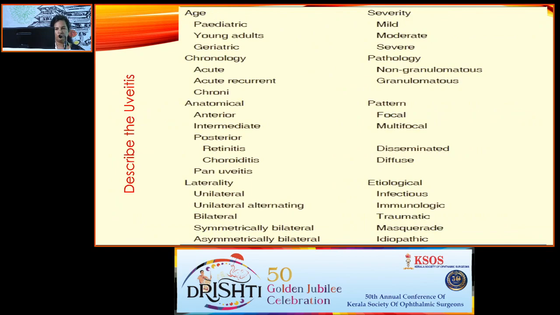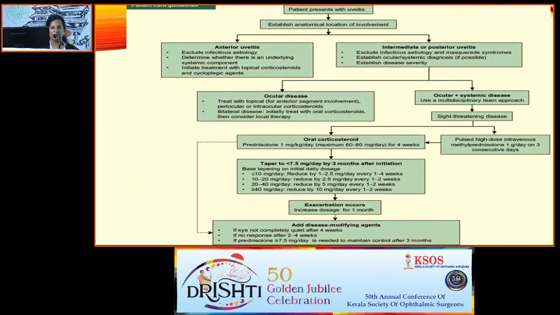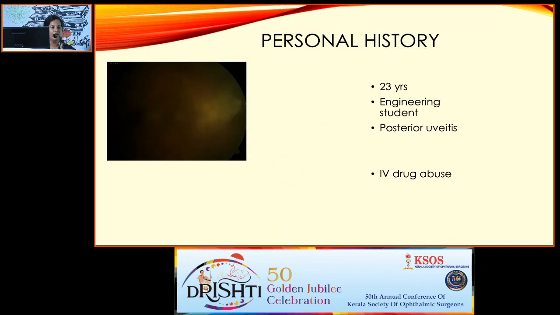How to describe the uveitis? In terms of age, chronicity, anatomic location, laterality, severity, depending upon the pathology, pattern of uveitis, and etiology. After reaching the etiologic diagnosis, treatment depends upon the anatomic location, whether it is anterior, intermediate or posterior, whether it is only ocular disease or if it is associated with any systemic illness, and whether it is infectious or non-infectious. I'll give you some examples.